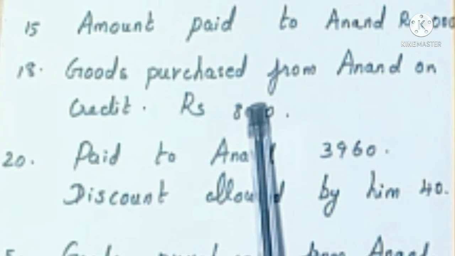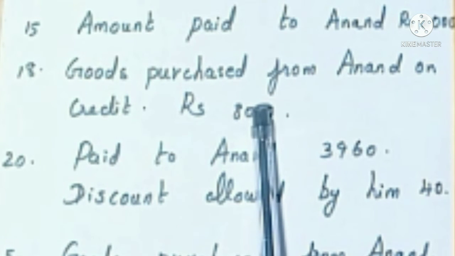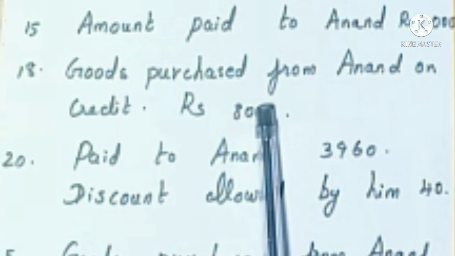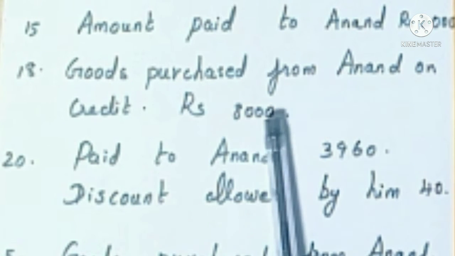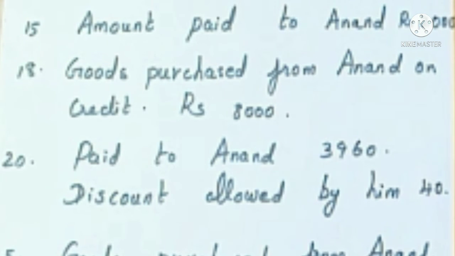In this transaction, Anand's account is credited. So we have to write it on the credit side by purchases rupees 8,000.